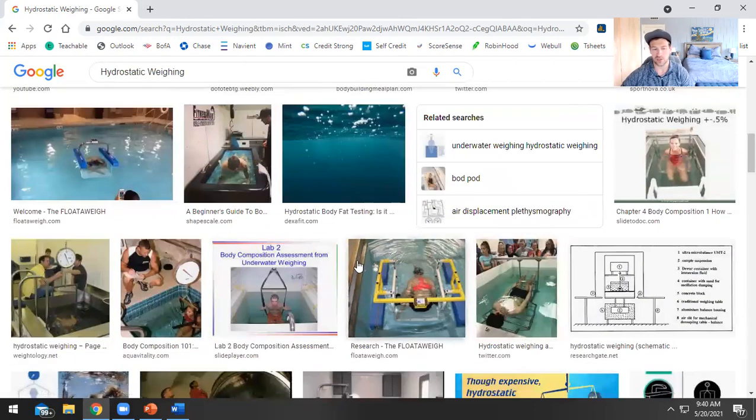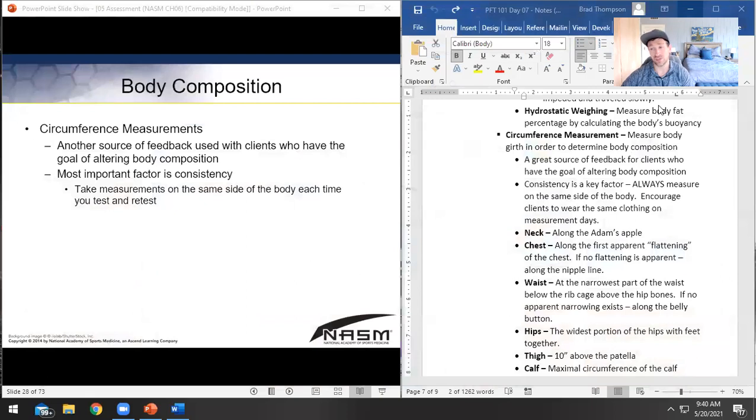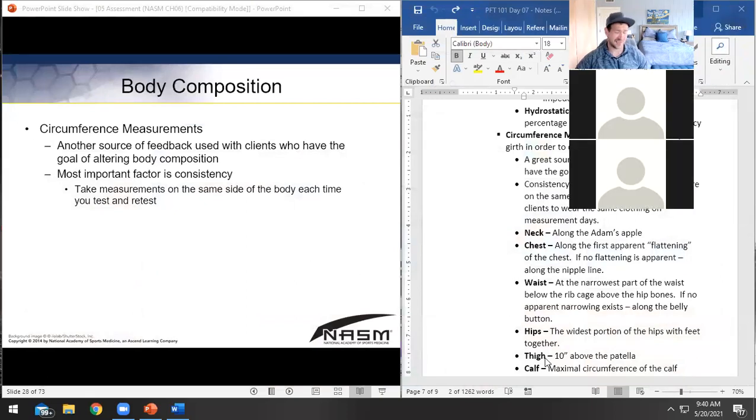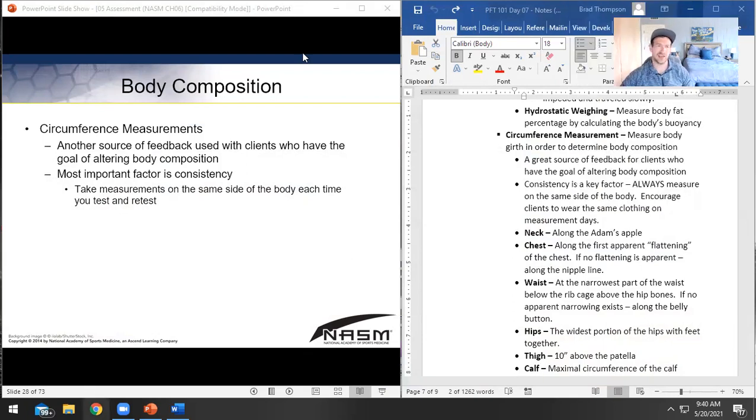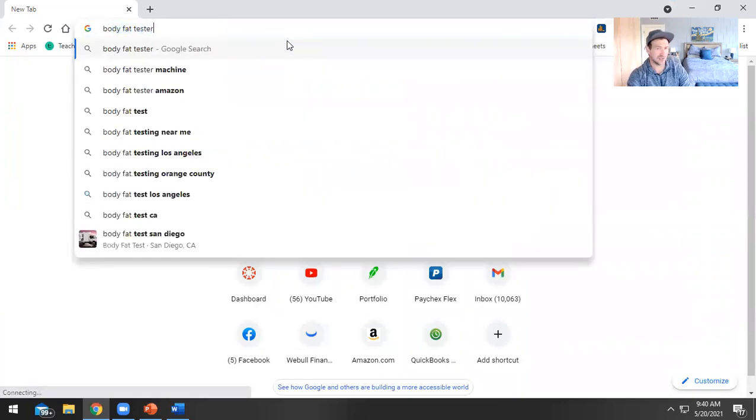In terms of how this works, this is the most accurate. Although I will say, guys, bioelectric impedance is getting really good in the last few years. Like they've gotten better at it, you know? And then there's other stuff out there. What's that body fat tester?